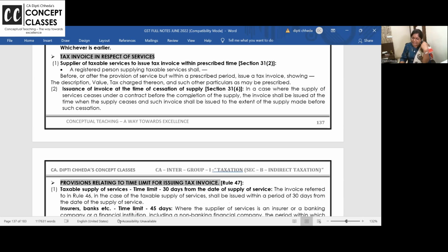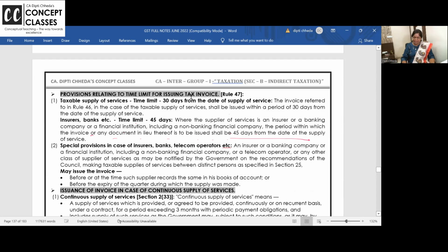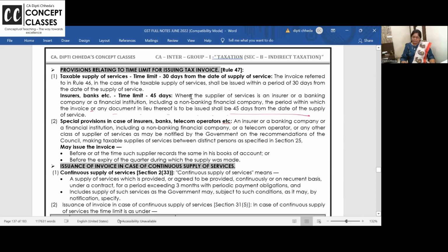Yes. In case where the supply of service ceases under a contract before the completion of the supply, invoice should be issued at the time when supply ceases, and invoice shall be issued to the extent of supply made before such cessation. The day it stopped, the bill up to that point has to be made and given to you. This is applicable for all. Okay, otherwise in case of services, how much time is given? 13. Are you all feeling this?